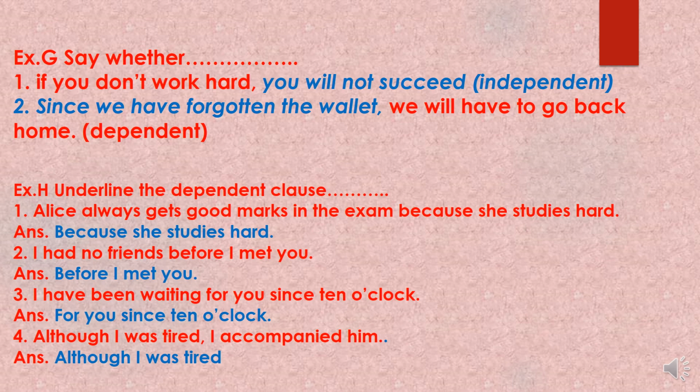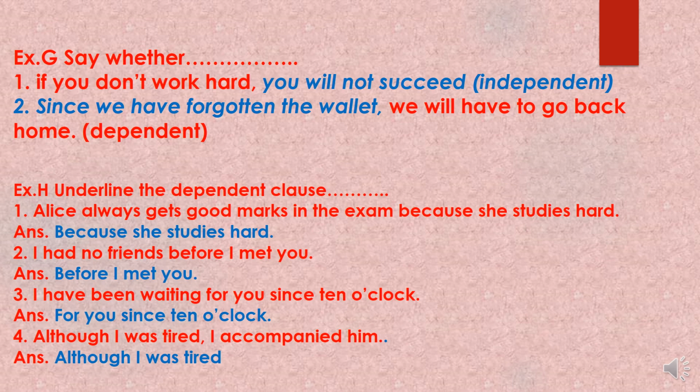See the next. Since we have forgotten the wallet, we will have to go back home. The words in italics are "since we have forgotten the wallet." The second part is independent, but the first part of the sentence, since we have forgotten the wallet, raises a question: what happened? So it needs the rest of the sentence to make a complete thought. So it is the dependent clause.